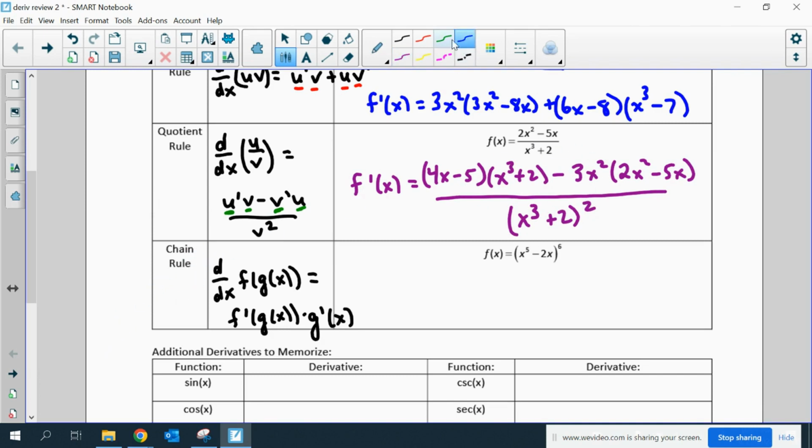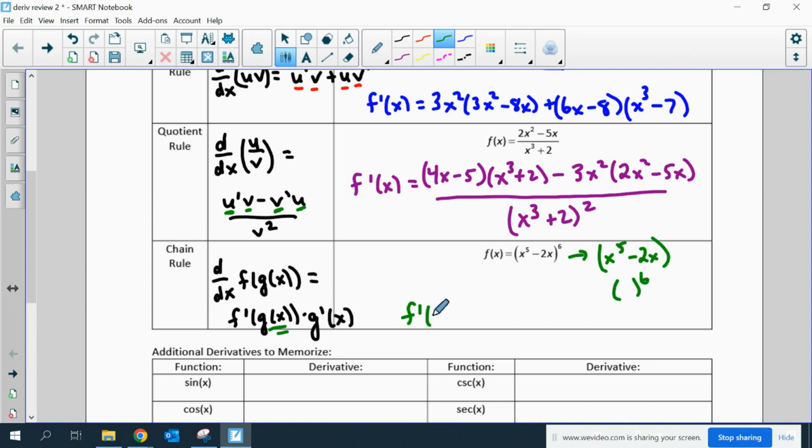Chain rule. If you have a function inside of a function, you take the derivative of the outer function, leave the inner function exactly the way it was, then multiply it by the derivative of the inner function. So this is kind of like x to the 5th minus 2x on the inside of some function to the 6th. Now, using x is probably not a great idea, but it's some function to the 6th power.